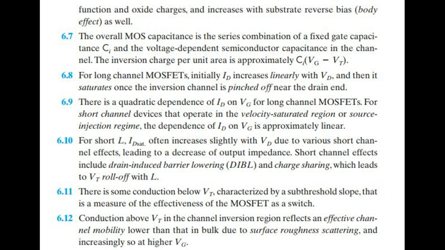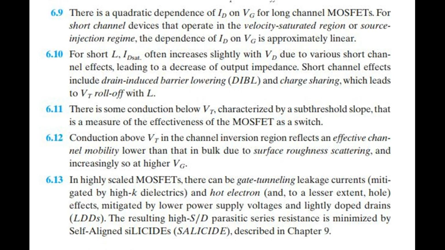6.12 Conduction above threshold voltage in the channel inversion region reflects an effective channel mobility lower than that in bulk due to surface roughness scattering, and increasingly so at higher Vg. 6.13 In highly scaled metal oxide semiconductor field effect transistors, there can be gate tunneling leakage currents, mitigated by high-K dielectrics, and hot electron, and, to a lesser extent, hole effects, mitigated by lower power supply voltages and lightly doped drains, LDDs. The resulting high SD parasitic series resistance is minimized by self-aligned silicides, salicide, described in Chapter 9.